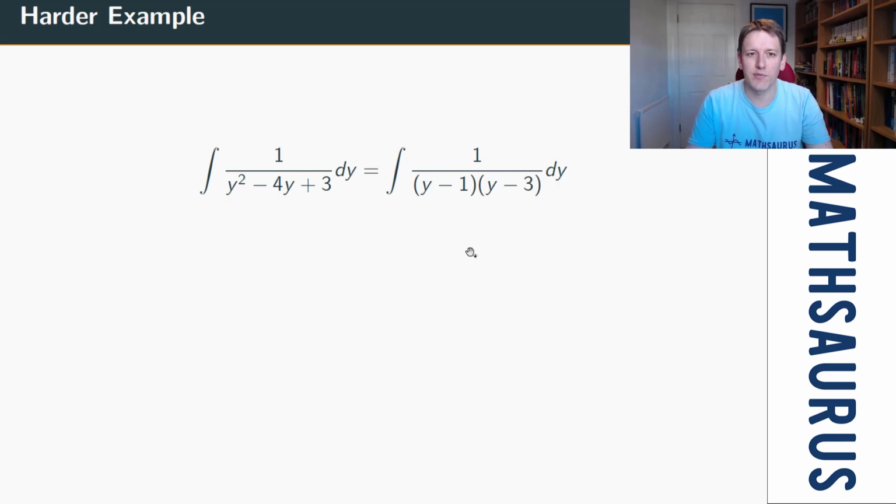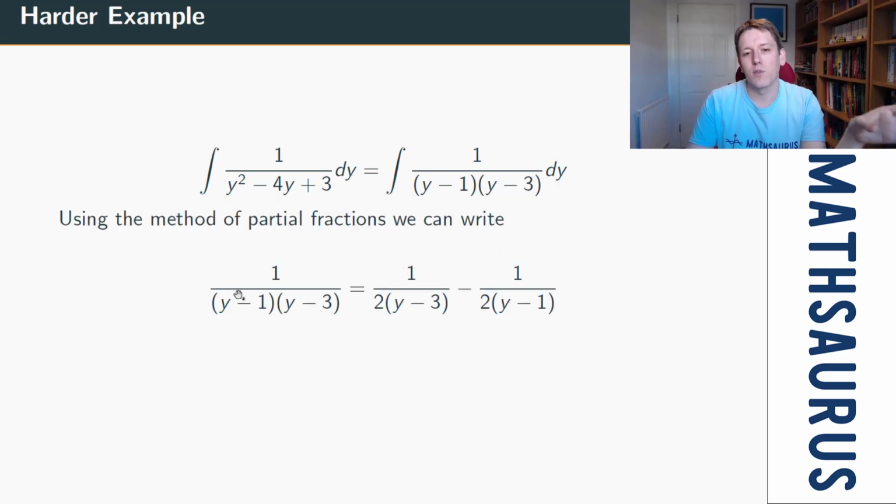So if you don't know how to do partial fractions, I'm not going to go through that in this video. Do look that up elsewhere. But by that method, we can write this integral as two fractions here with linear denominators. So this one, if you do the numbers, it works out as 1 over 2 times y minus 3 minus 1 over 2 times y minus 1, and you can check that if you like.